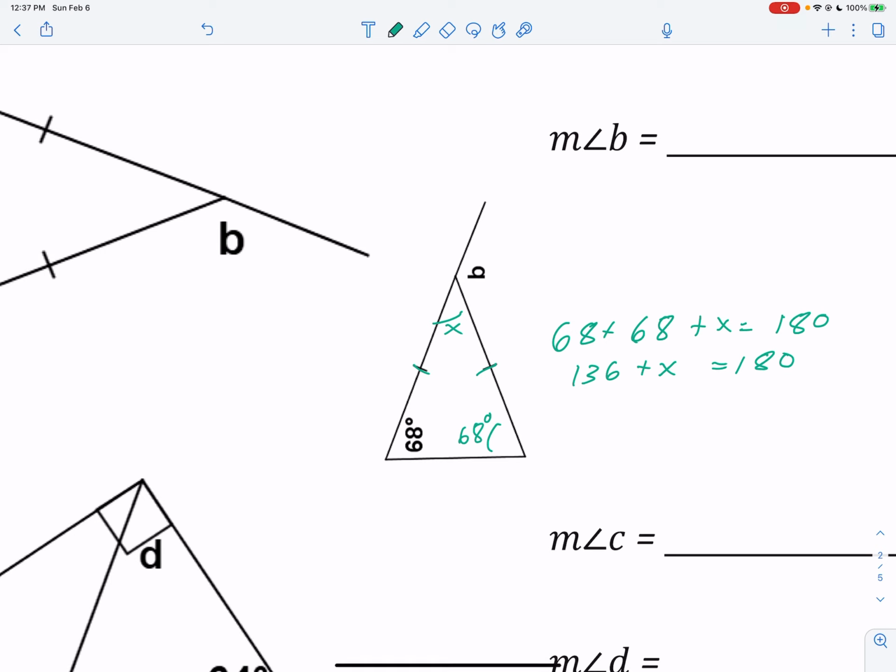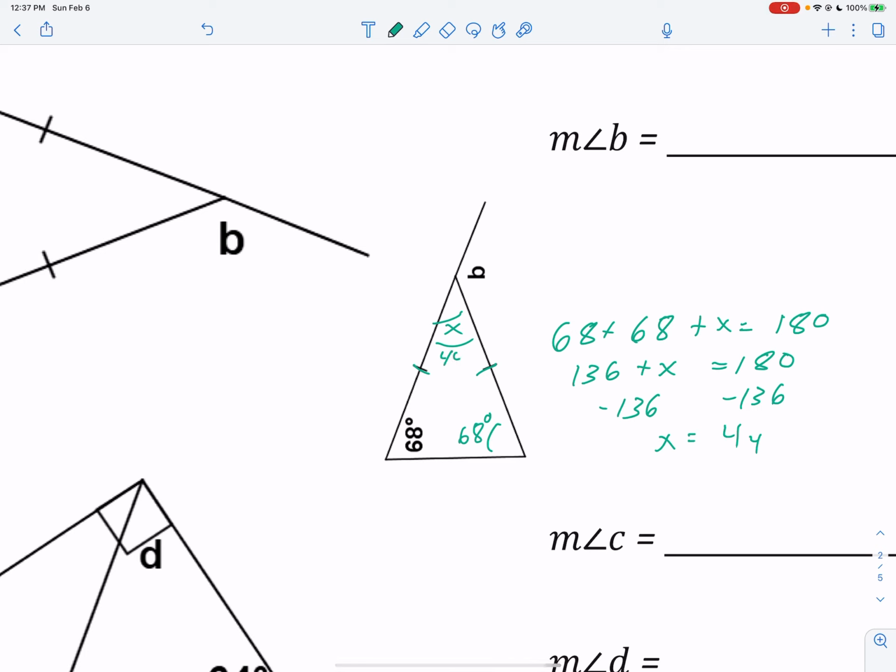And if you're curious why I'm trying to figure this out, the only information I have is that one angle and the fact that it's an isosceles triangle. So figuring out this will let me figure out this whole thing. I thought ahead about how I can figure out this so I can figure out this so I can figure out that. So subtracting 136 from both sides, I get x equals 44 degrees. So x equals 44 degrees.